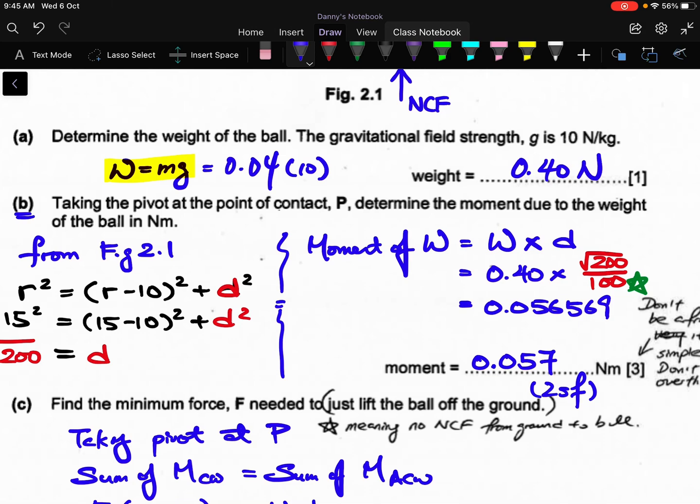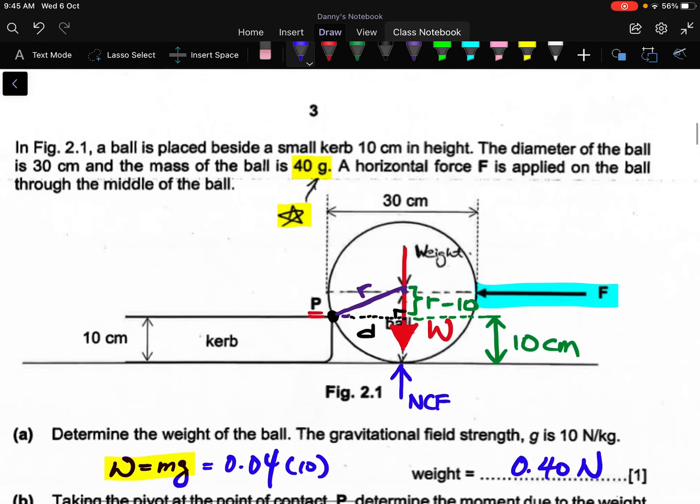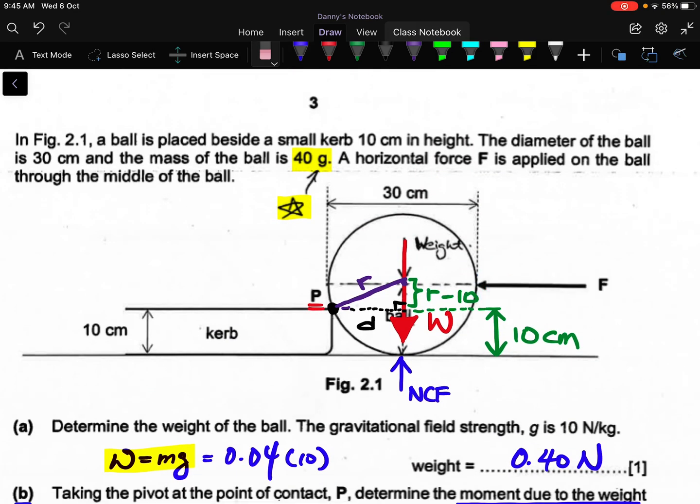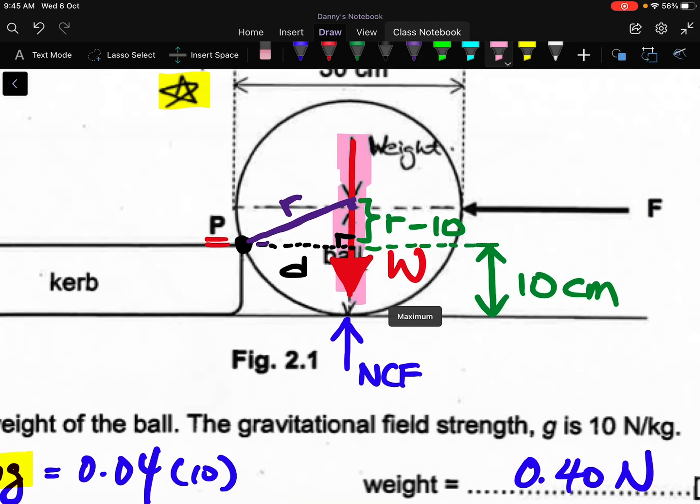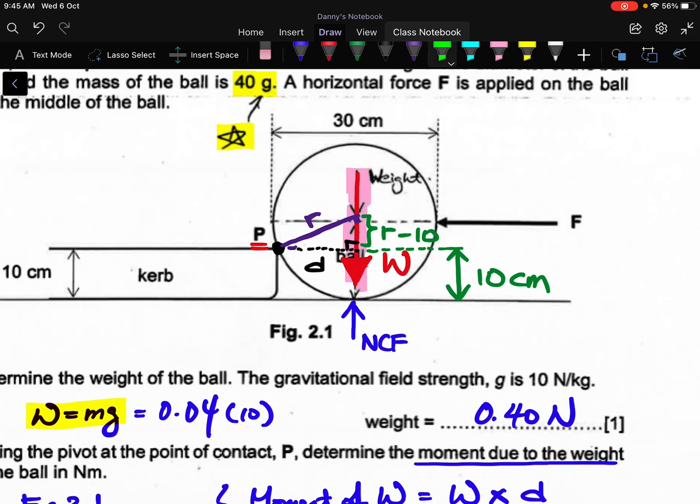So for B, I'm just asked to find the moment caused by the weight. Okay, so I'm purely focusing on the red arrow. Okay, this one. So in order to find this moment produced by the weight, definitely I will need the perpendicular distance here, d.